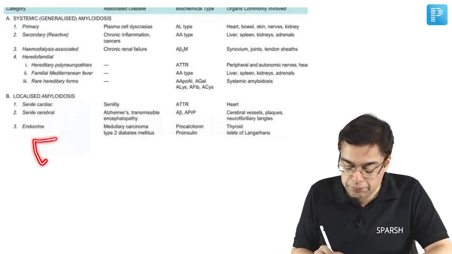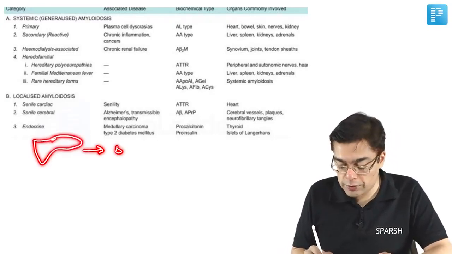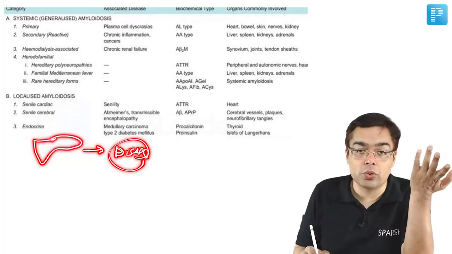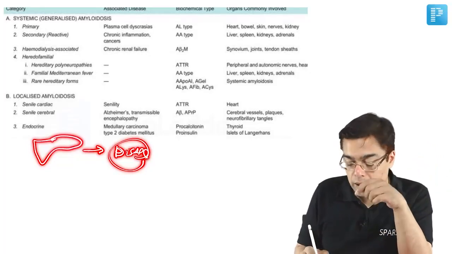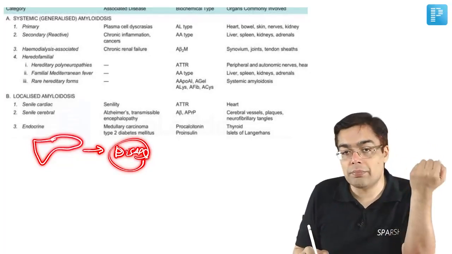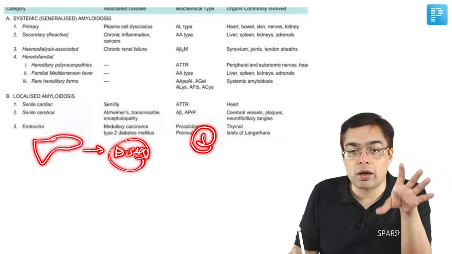If amyloid is deposited in the liver, it is going to cause involvement of the space of Disse. In contrast to something like the kidney, where it is initially deposited in the mesangium, in the liver it is the space of Disse, and that is responsible for causing hepatomegaly.